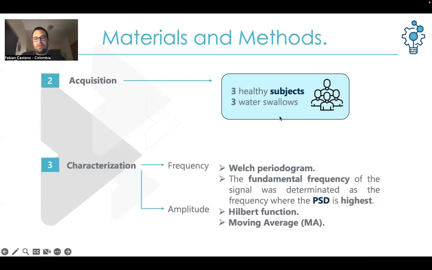After the acquisition that we developed with a group of patients or volunteers that participated in this study, we then made the characterization in frequency and amplitude of the signal through signal processing techniques like the Welch periodogram and the study of fundamental frequencies and the harmonics through the power spectral density study. Also, we evaluate the amplitude evolution with the Hilbert transform function, and process some of the noise by applying a moving average to the signal.